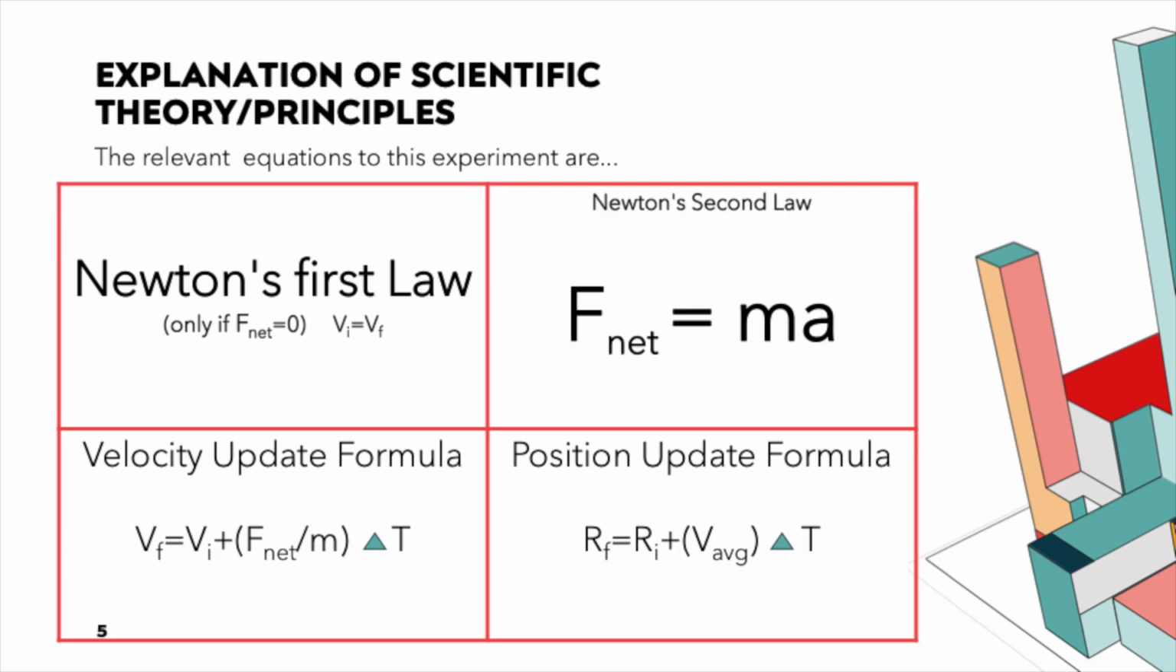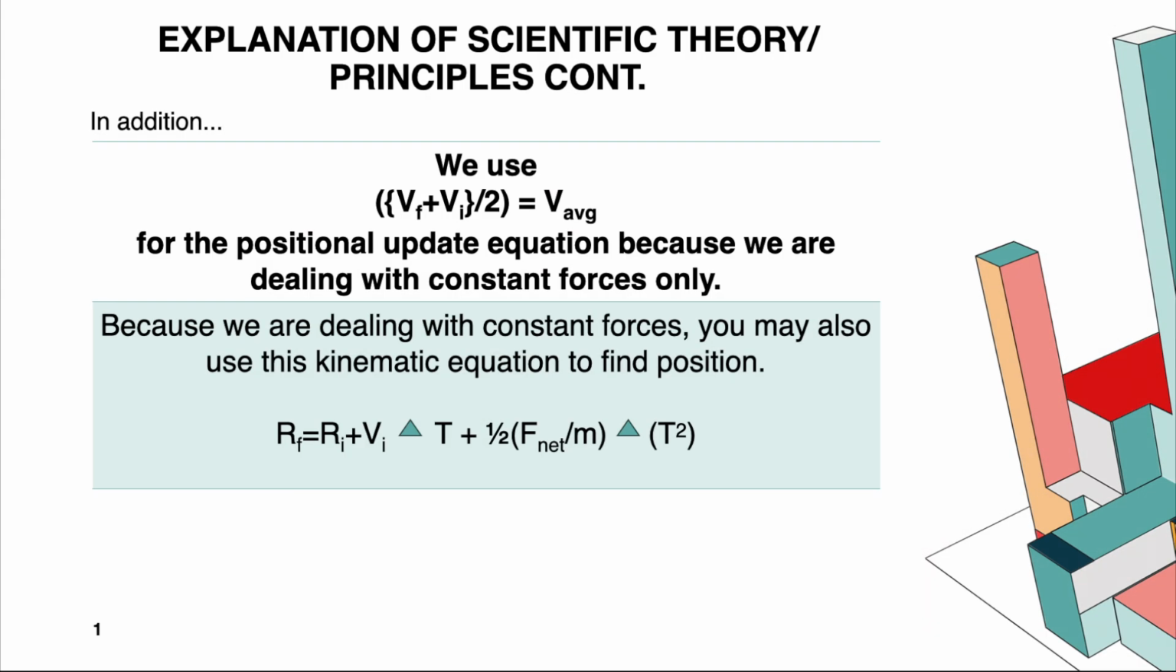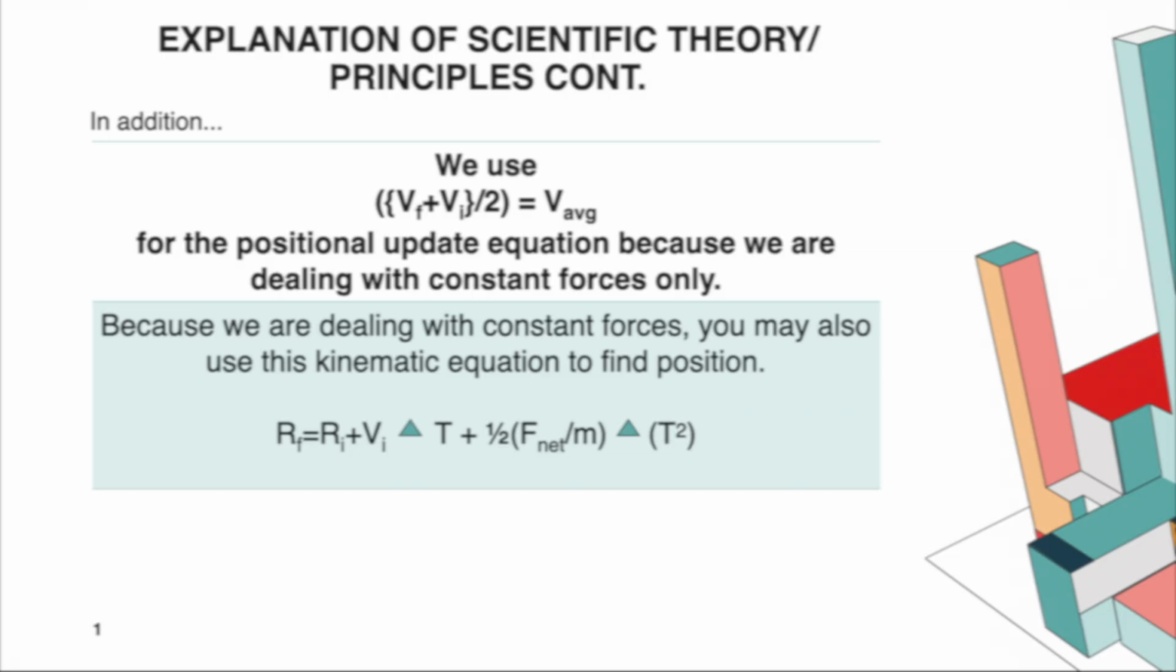Some of the equations that we'll be using in our experiment today are Newton's first law, or the conservation of velocity, Newton's second law, the velocity update formula, and the positional update formula. For the positional update equation, we will use (V final plus V initial) over 2 to get V average because we're dealing with constant forces. We can also use a kinematic equation for this experiment because our forces are constant.